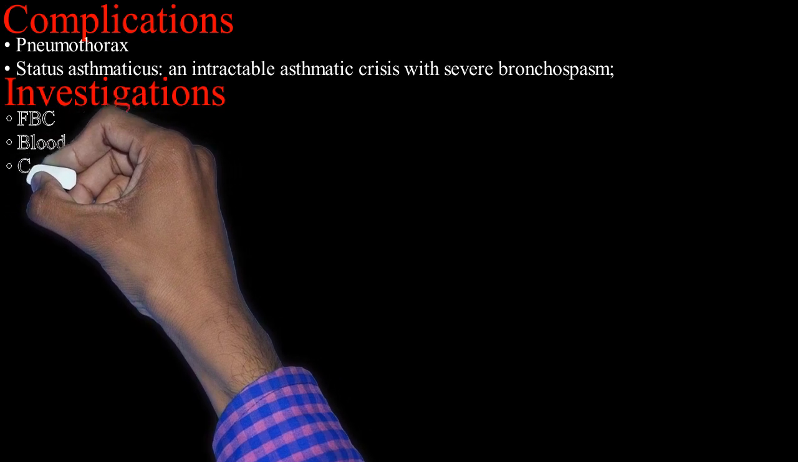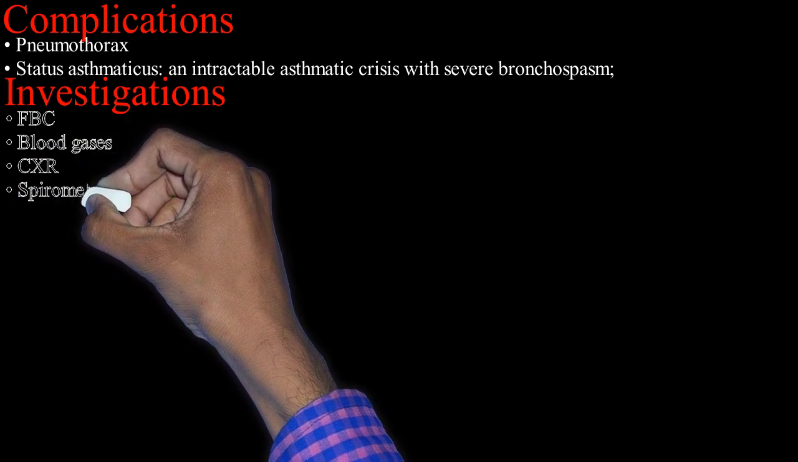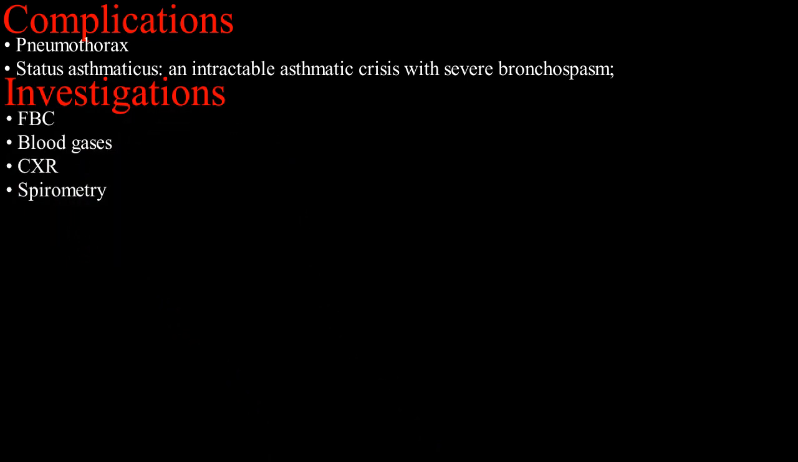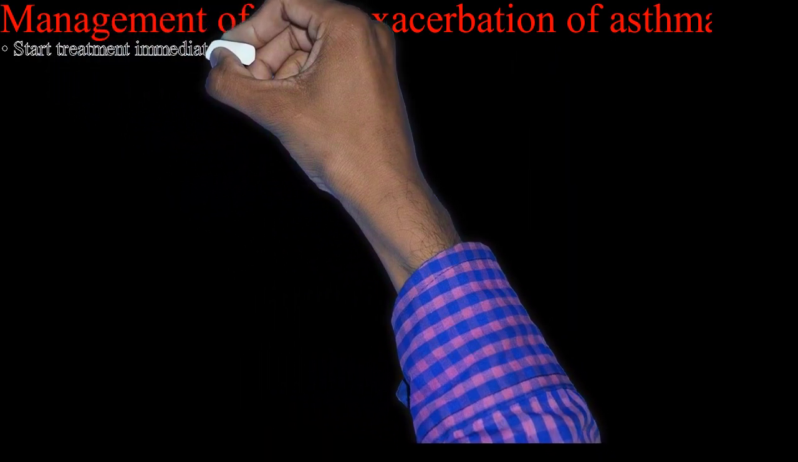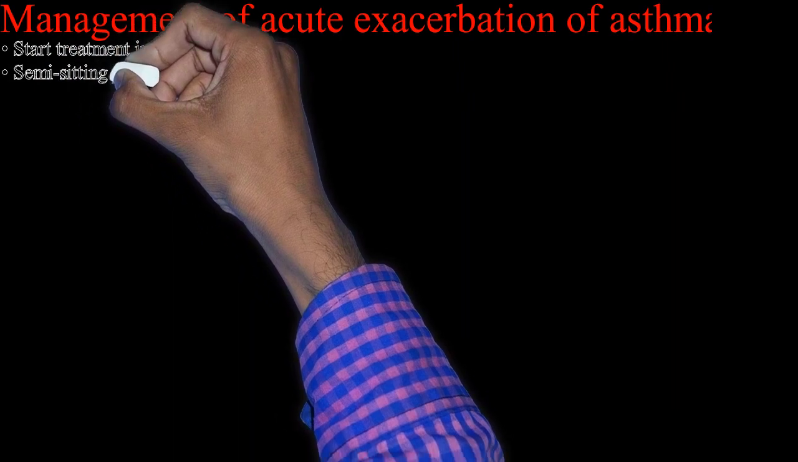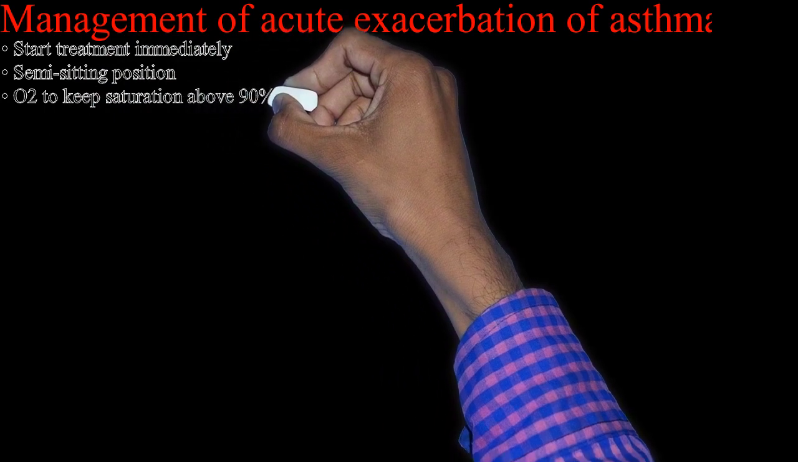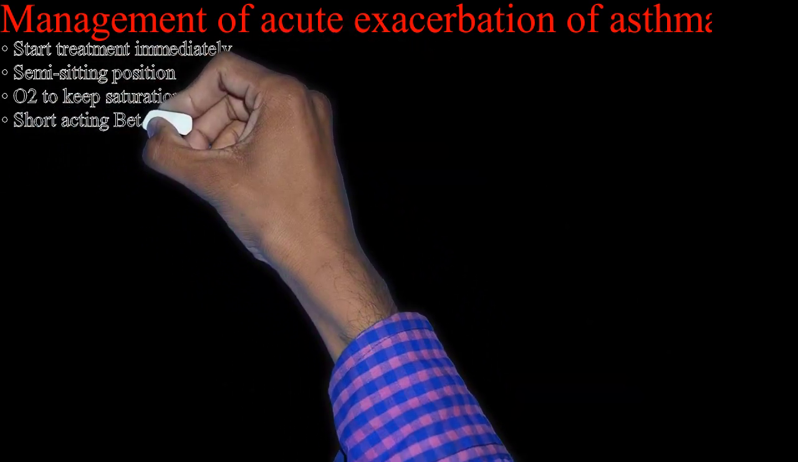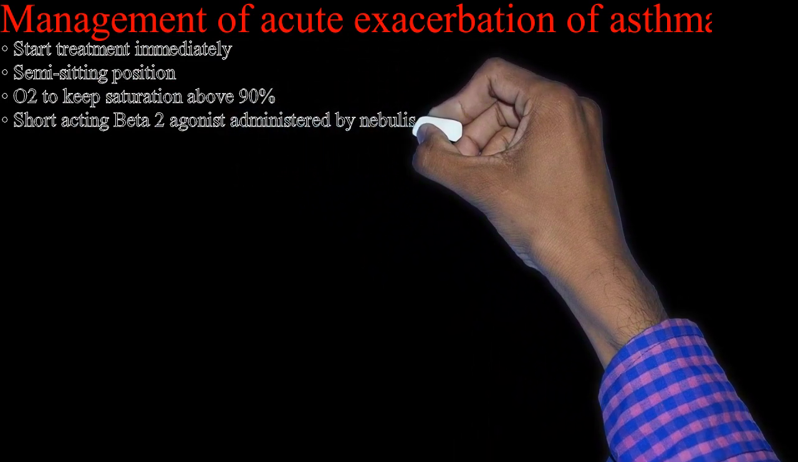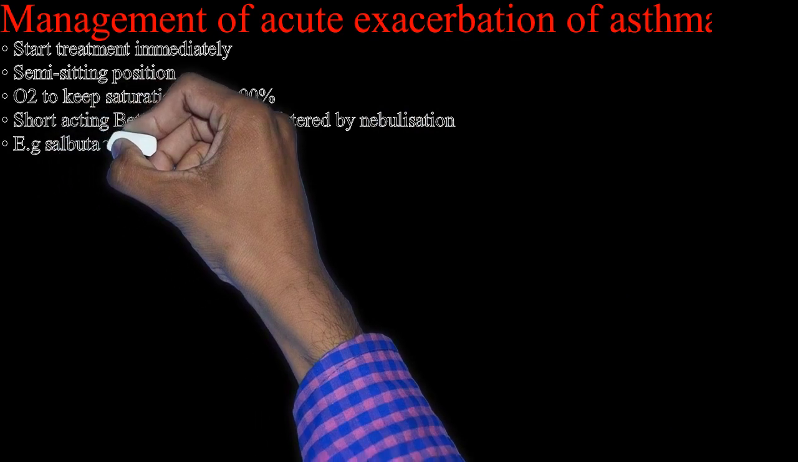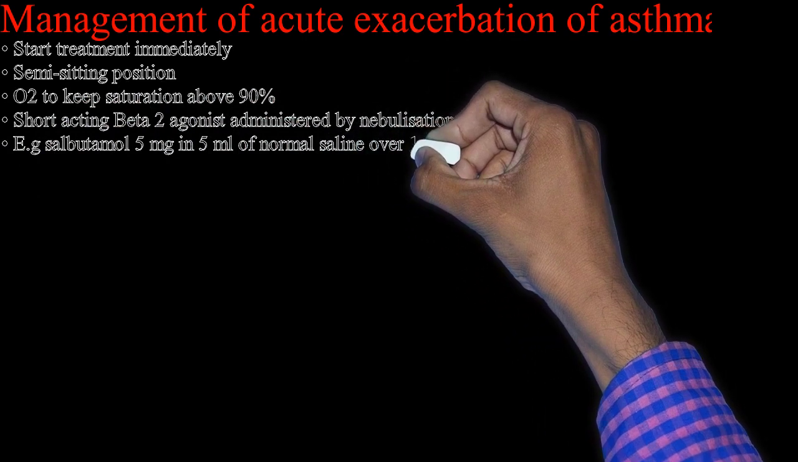So the management of a patient having an acute exacerbation of asthma, of course we have to start the treatment very immediately: maintain the patient in a semi-seated position, supply oxygen to ensure that the oxygen saturation is above 90, initiate short-acting beta-2 agonists, usually by nebulization. For example, we may give salbutamol, maybe 5 mg in 5 ml of normal saline, over 10 minutes, and you may wish to repeat like 1 hour later, although you can continue nebulizing depending on the need for it.